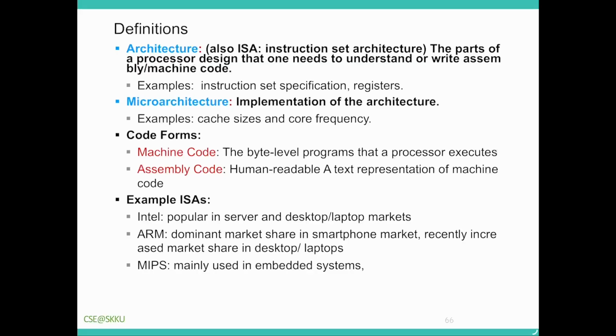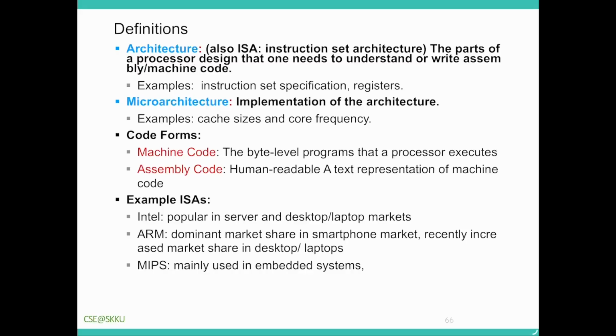So when you say architecture, it can also mean the ISA or the instruction set architecture. So this means the parts of a processor design that one needs to understand or write assembly or machine code. So in this architecture, or ISA, defines what instructions are defined or what instruction does what. It also defines a set of registers that can be used by the instructions and so on.